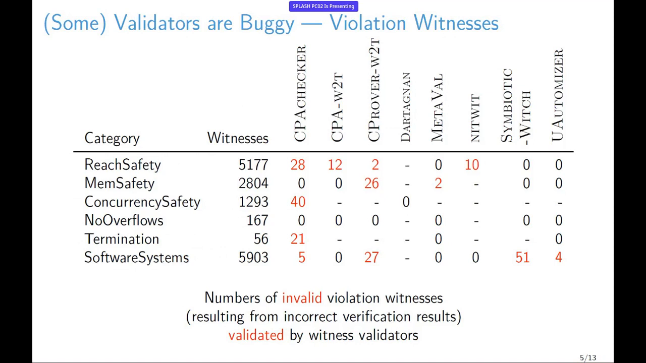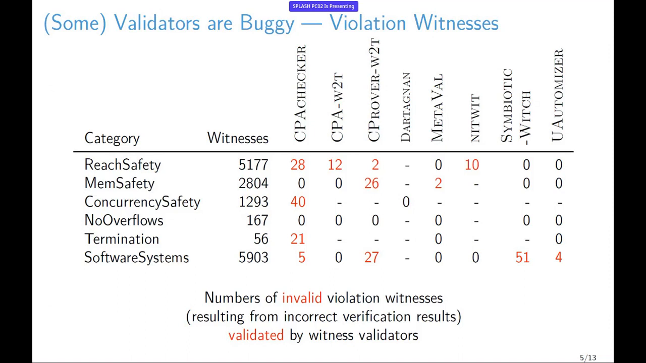And the red numbers are telling us how many witnesses were confirmed by the validators, although we know these witnesses cannot be correct because we know that the program does not have a bug. As you can see, the numbers are not very high. The results are pretty good. So if you look, for example, at this here, there are 5,000 witnesses and only below 30 of them are wrong.